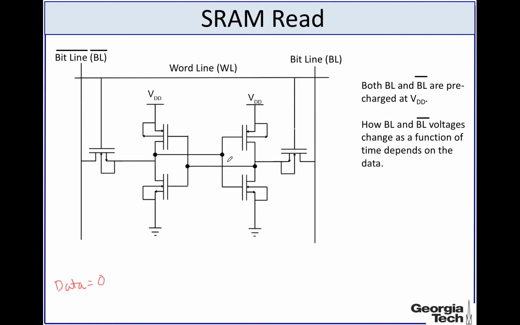Alright. Now similarly, for example, say you have a data that is 0. If the data is 0, that means that the output of inverter 1 is 0, while the output of inverter 2 is VDD.